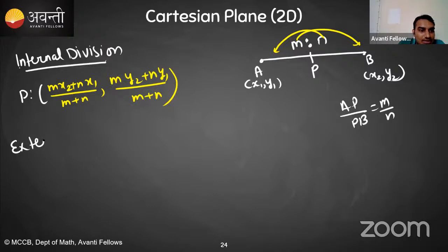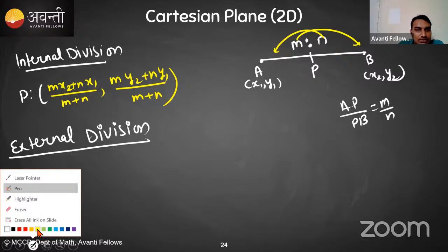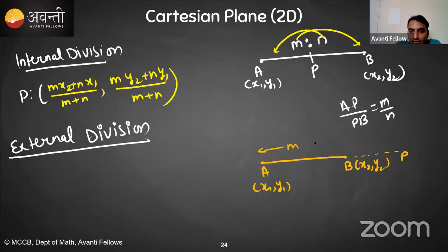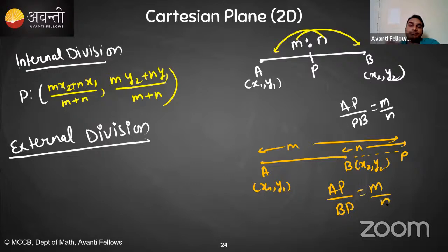Now external division में क्या होगा? External division, right? Pretty similar actually. Yes or no? In external division, let's say this is point A, which is x1 comma y1. This is point B, which is x2 comma y2, right? And somewhere here is point P. Let's suppose this is m, this is n. Again, we know that these are not distances. AP distance is not m. It means that AP divided by BP is equal to m by n, right?